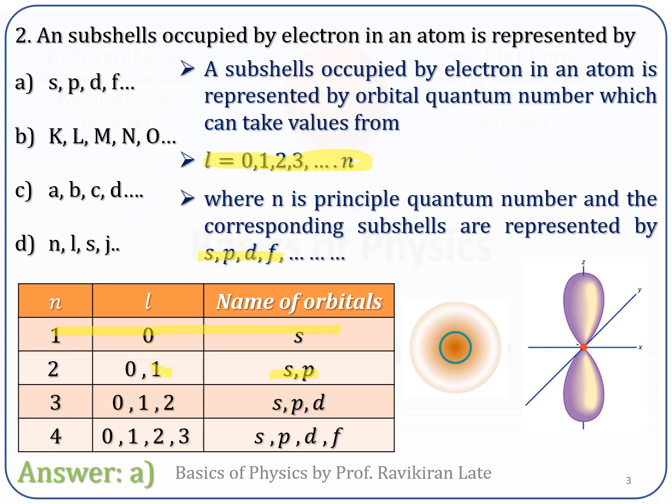So the correct answer for this question is option A, which is S P D F. So a subshell occupied by an electron in an atom is represented by the letters S, P, D and F, and so on.